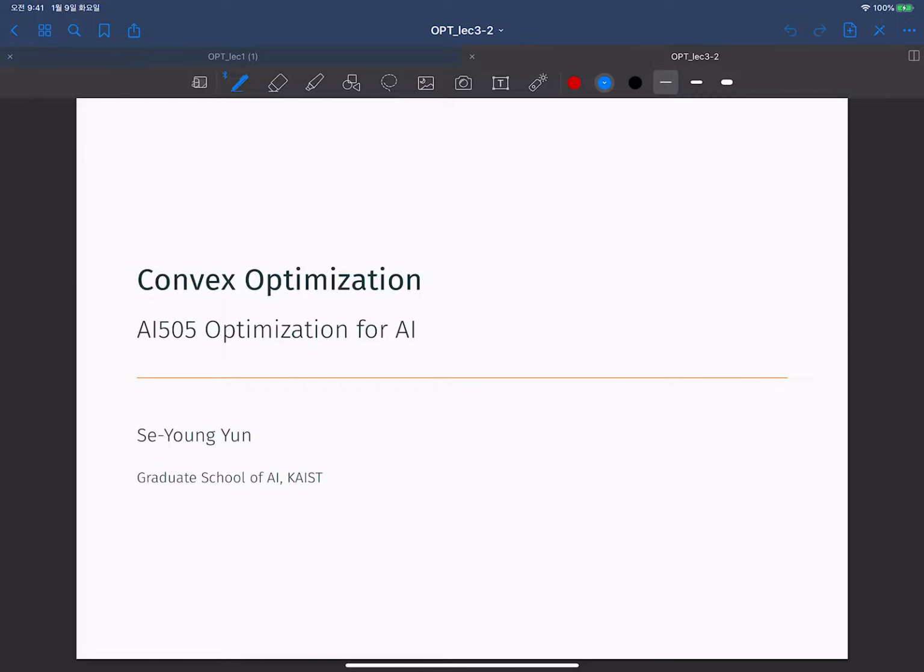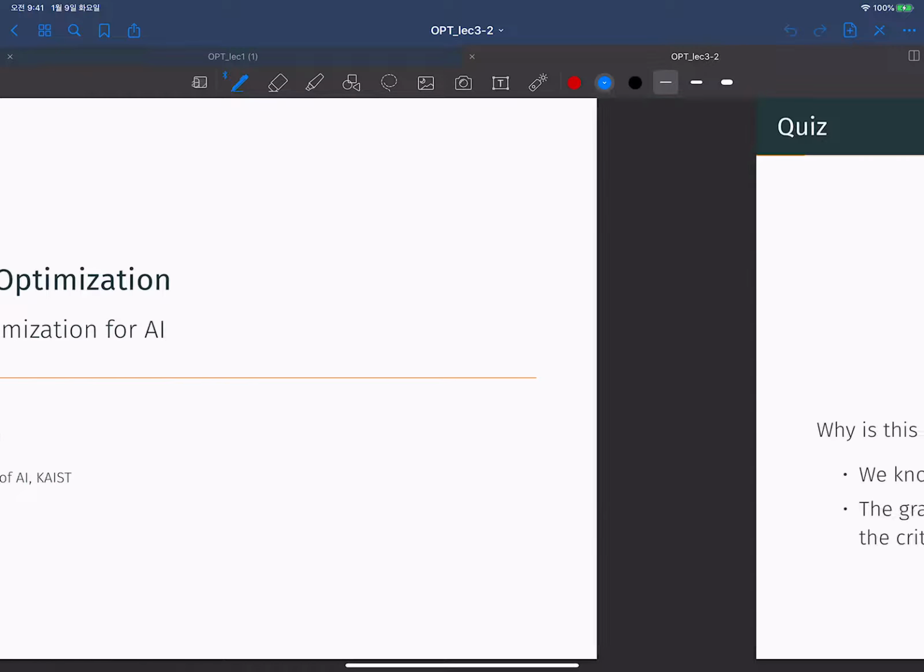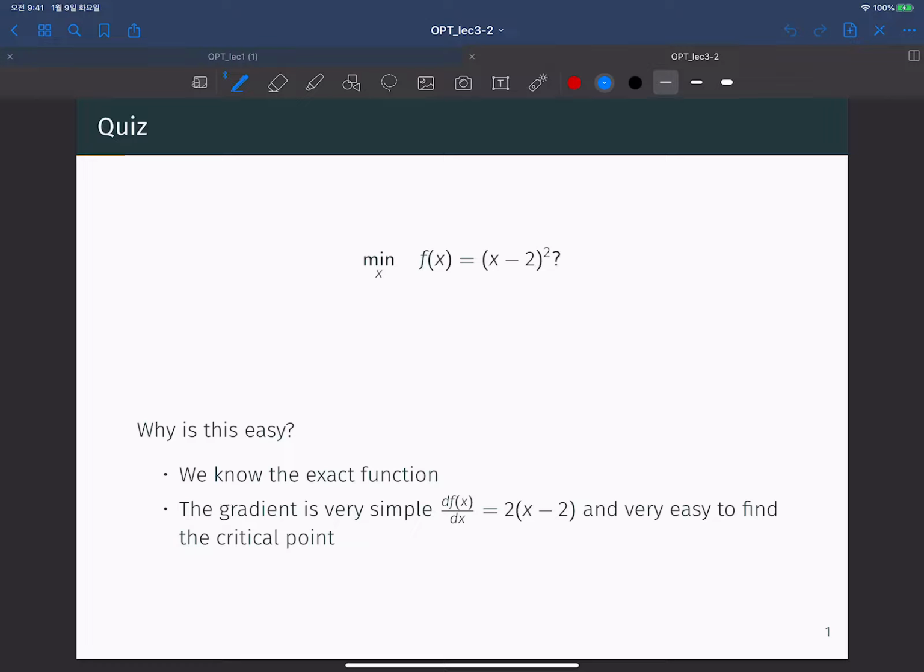So this week I will explain how to solve convex optimization problems with the gradient descent approach. Let's consider a very simple convex optimization problem where there is no constraint on input x, and the objective function form is very simple: (x - 2)^2. So can you solve this problem?